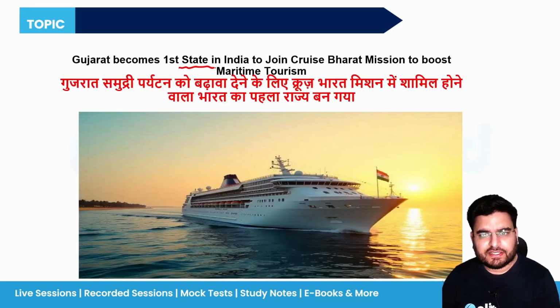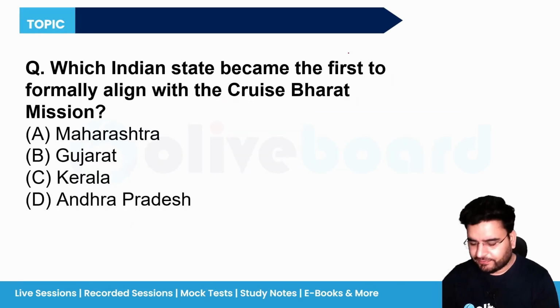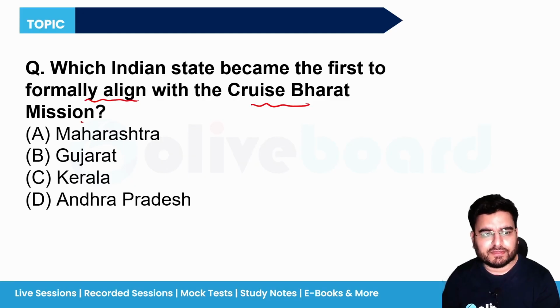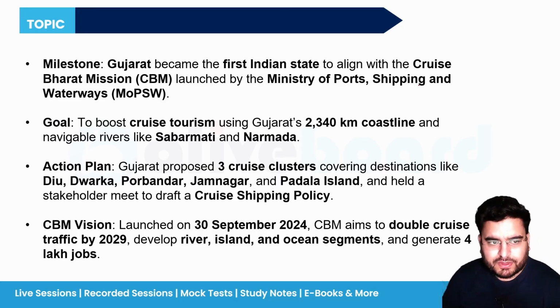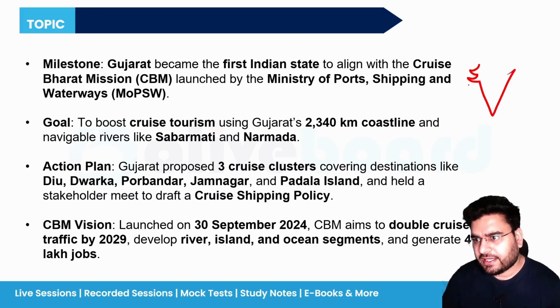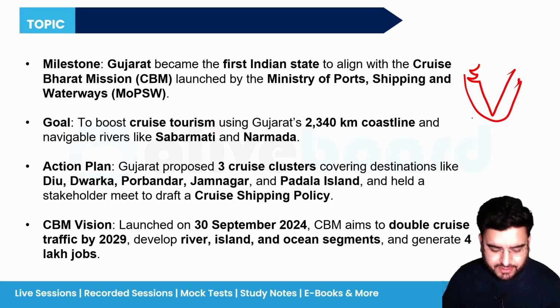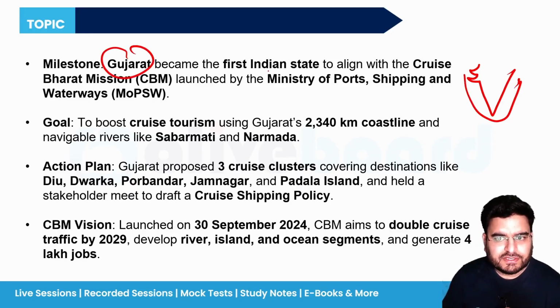Gujarat becomes first state in India to join Cruise Bharat mission to boost maritime tourism. Which Indian state became the first to formally align with the Cruise Bharat mission? Let's see the news, then we'll see the answer. Basically, to promote maritime tourism, means tourism based on the marine ecosystem of India. India has a vast coastline, and Gujarat is one of the coastal states. So Gujarat has become the first Indian state to align with Cruise Bharat mission.